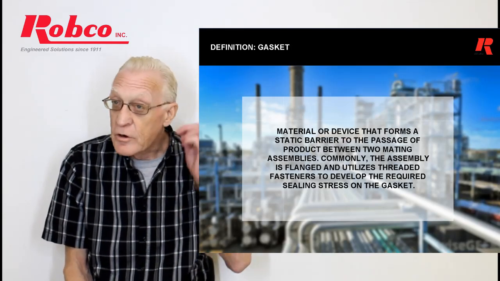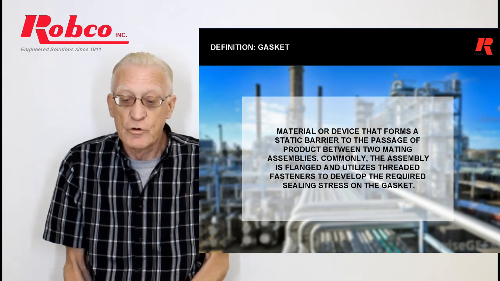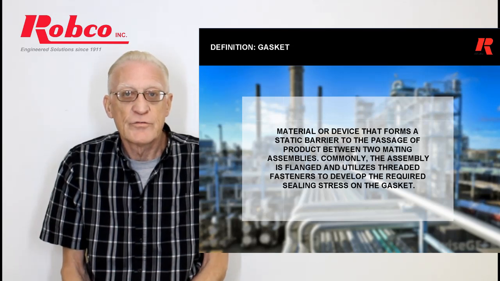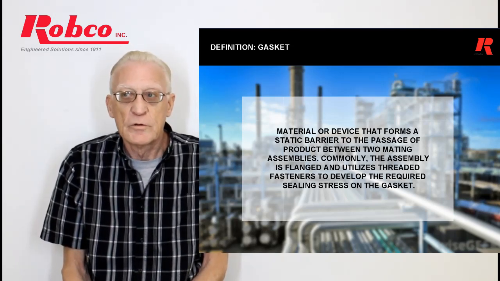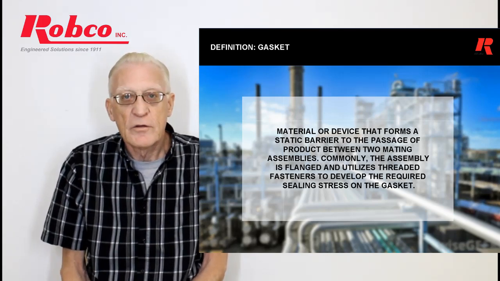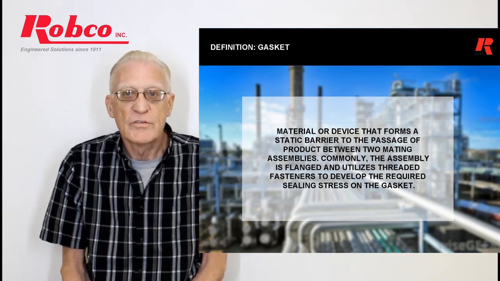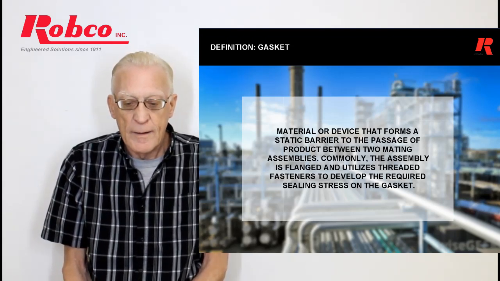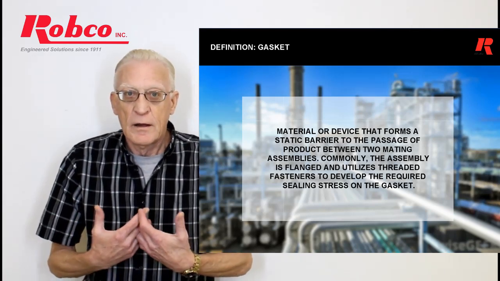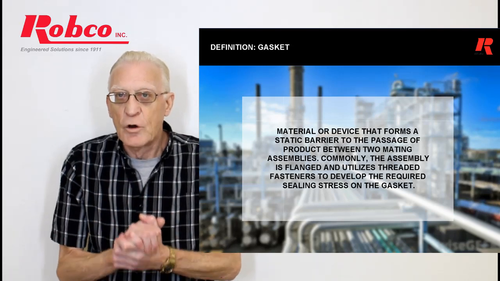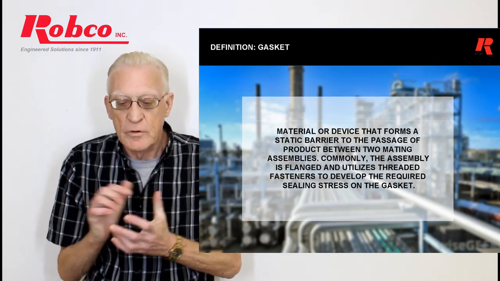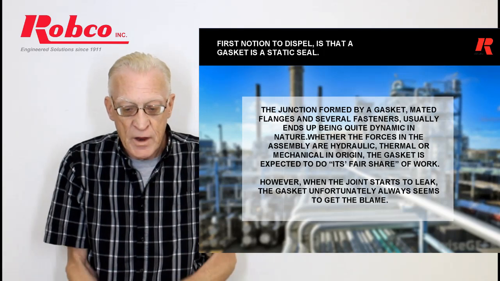A gasket is a material or device that forms a static barrier between two relatively stationary assemblies, normally flanges. It could be a cover on a vessel, a boiler door, handholds, manholes, usually clamped together with a threaded device, studs, bolts. Those are the materials that are required to create sealing stress. When I use the word sealing stress, that's the compression load on the gasket itself. When I talk about pressure, it's going to be the internal pressure. Those are the two things I wanted to point out at the beginning.